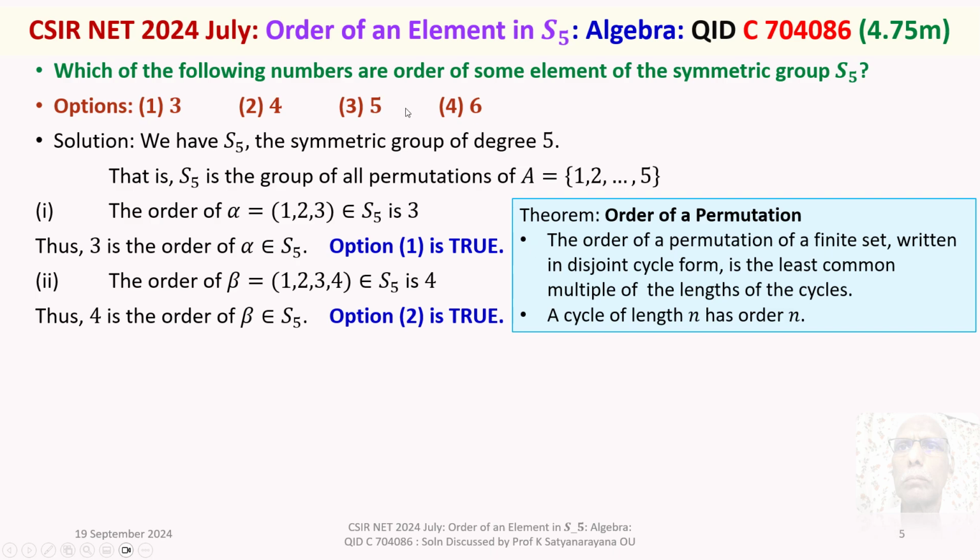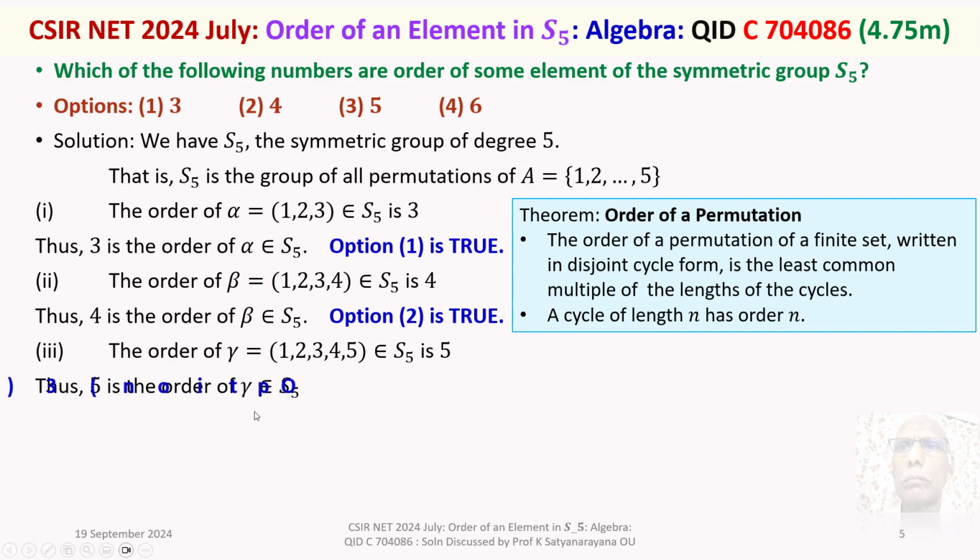Option 3, take gamma as the cycle of length 5, (1 2 3 4 5). That belongs to S5 and it is of order 5. Thus, 5 is the order of gamma belonging to S5. Thus, option 3 is also true.